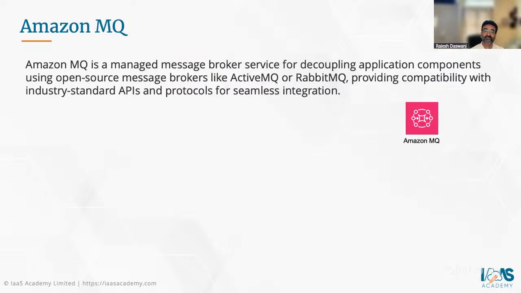Amazon MQ is another messaging service, and it's mostly designed for decoupling application components using open source message brokers like ActiveMQ and RabbitMQ, providing compatibility with industry standard APIs and protocols for seamless integration. So if you're currently using an external third-party message brokering service and you want to port across to AWS, and you don't want to change your architecture to use SQS, you can use Amazon MQ instead, if you're using one of the compatible open source message brokers like ActiveMQ or RabbitMQ.